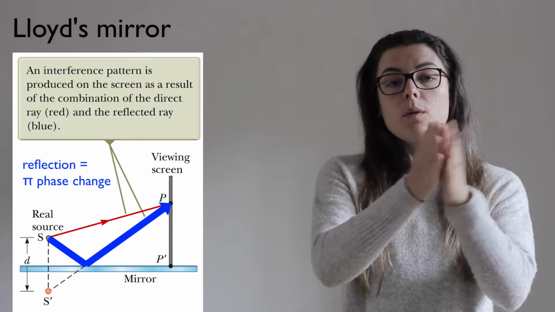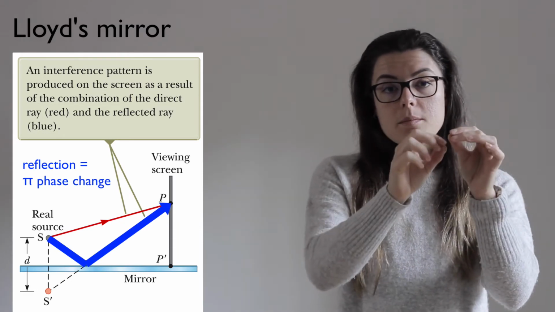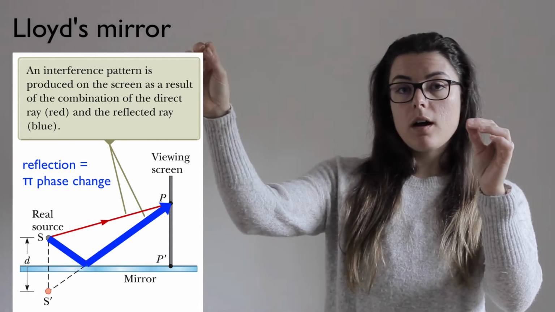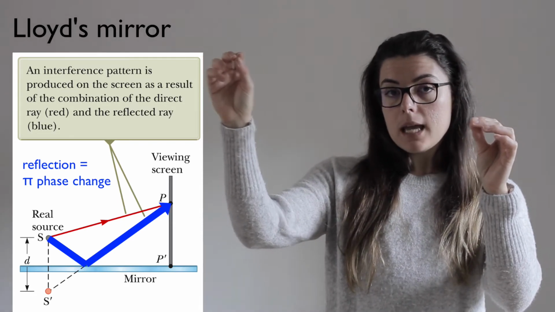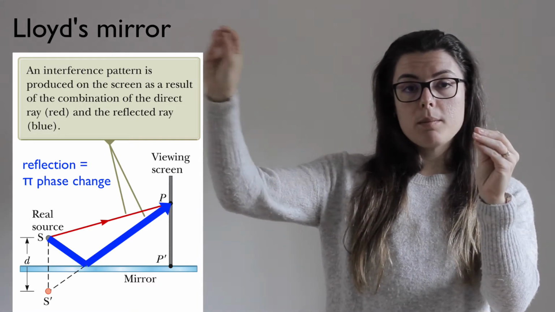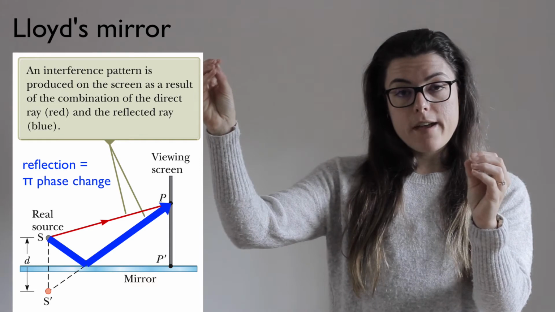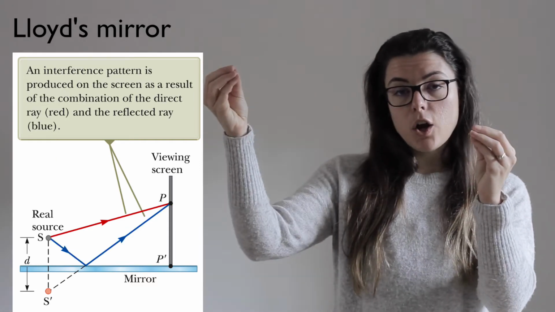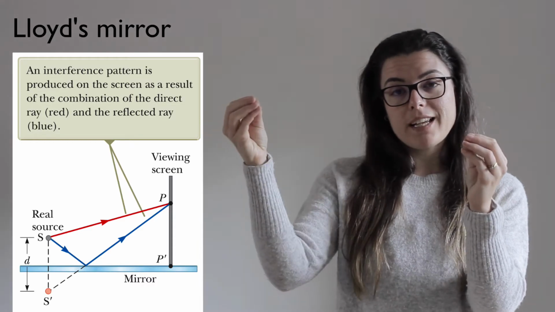So for example, consider the blue line in the image. We're going to have some rays that are going to reflect off the mirror and reach the point P. Now, the rays that travel straight from the source to point P will not undergo a phase change due to reflection. However, some rays will undergo a phase change when they are reflected off the mirror.